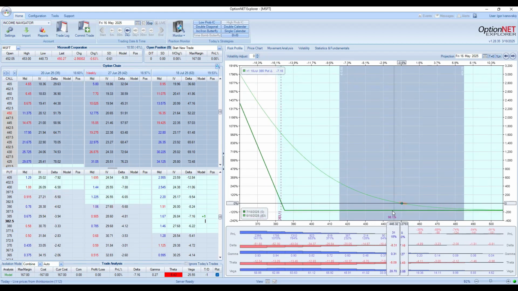But if you look at the probability of Microsoft going below the downside break even, which is all the way down to about 383 and change, it's safe to say there is a 93% or 95% chance that this trade is going to lose money. It's a really, really shot in the dark, right?